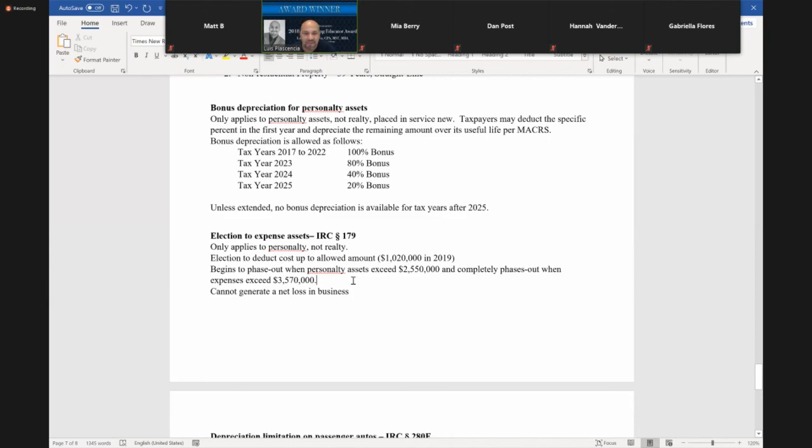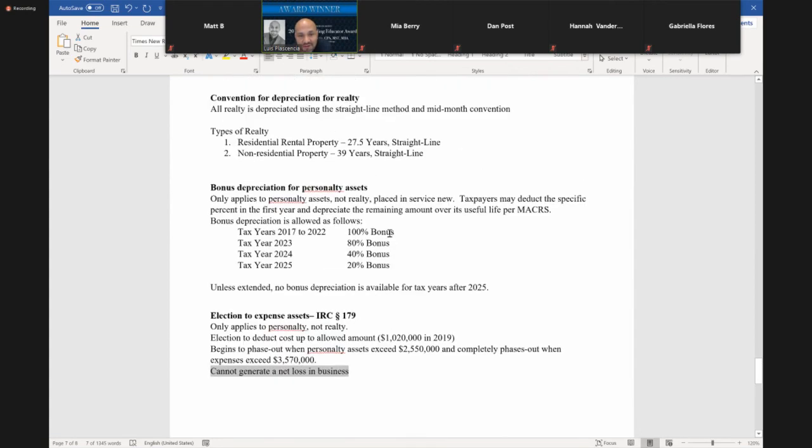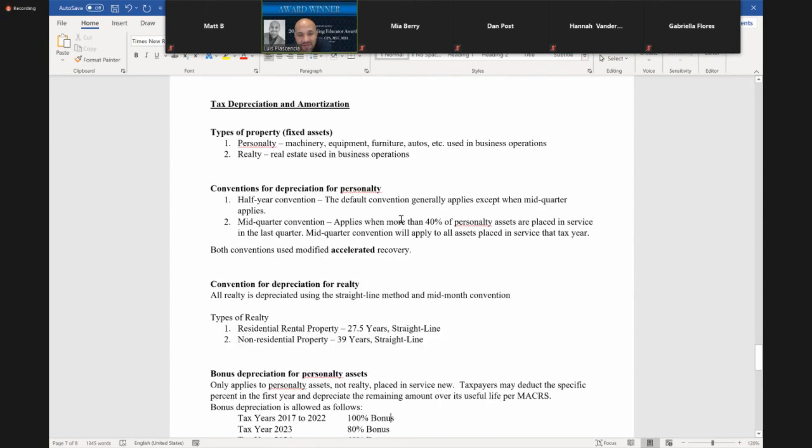I'll rule against this: you cannot use section 179 to create a net operating loss. I'm going to say it again. You cannot utilize section 179 to generate a net operating loss. However, you could use bonus depreciation to generate a net operating loss. You can use regular depreciation to generate a net operating loss. And I'll say this again, you can use bonus depreciation to generate a net operating loss.